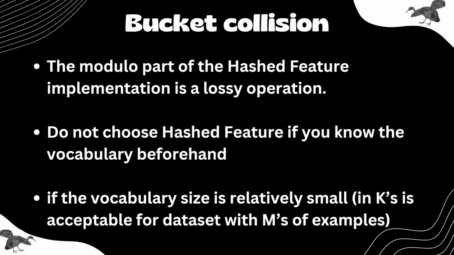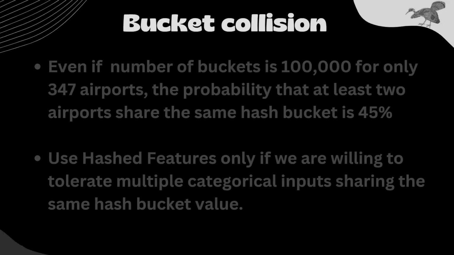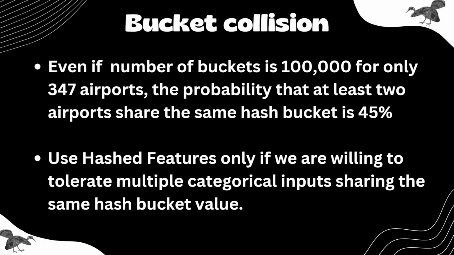So the book suggests that if you already have the full vocabulary, you might not need to use the hashed feature. Or you might use it when the vocab is relatively small. For example, if you have 1000 categories and 1 million data points. The collision problem becomes more prominent when you say, I'm going to create 100k buckets for the 347 airports. You will find there is a 45% chance that some airports will fall into the same bucket.